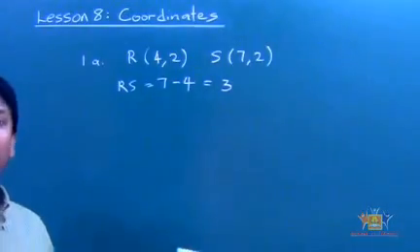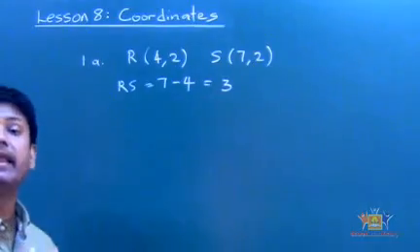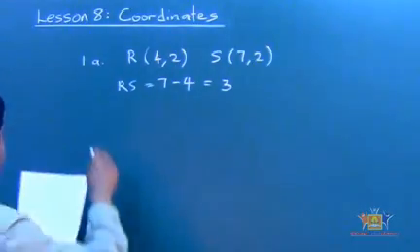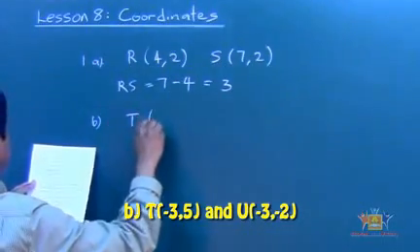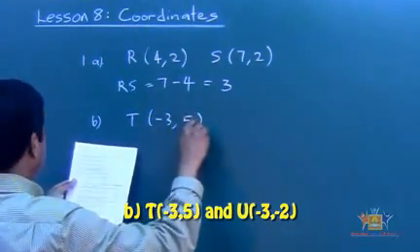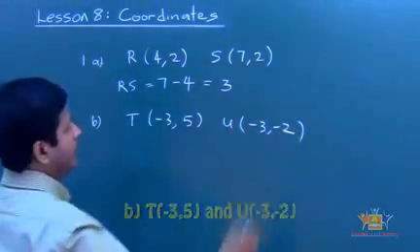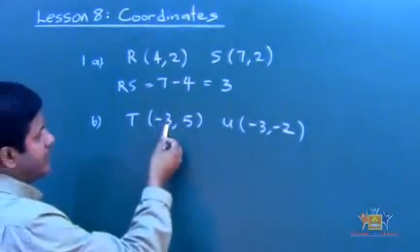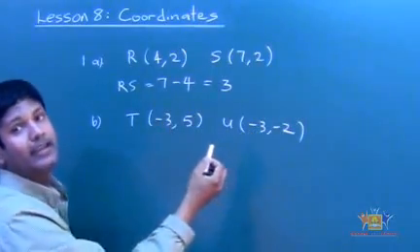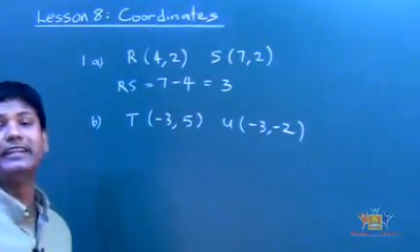Pretty easy, isn't it? So this only applies when the coordinates of either X or Y are identical. Alright, let's do the next one. B: the given points are T at negative 3, 5, and U at negative 3, negative 2. Before we find the distance, we want to compare the coordinates. Let's start with X. Are the X coordinates identical? Negative 3, negative 3. Yes, that means we can take the difference of the Y coordinates to find the distance.